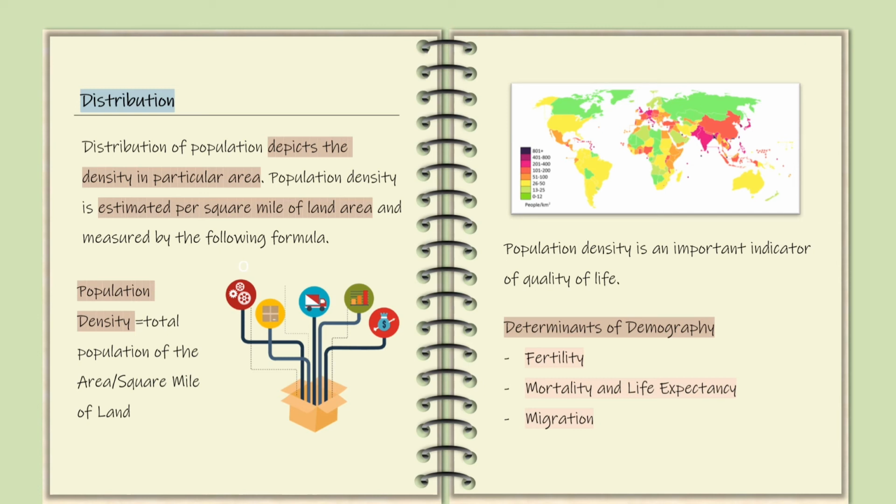So here's the formula of migration. Immigration rate is equal to the number of people entering a region divided by the total population times 1,000. Emigration rate is equal to the number of people leaving a region divided by the total population times 1,000.